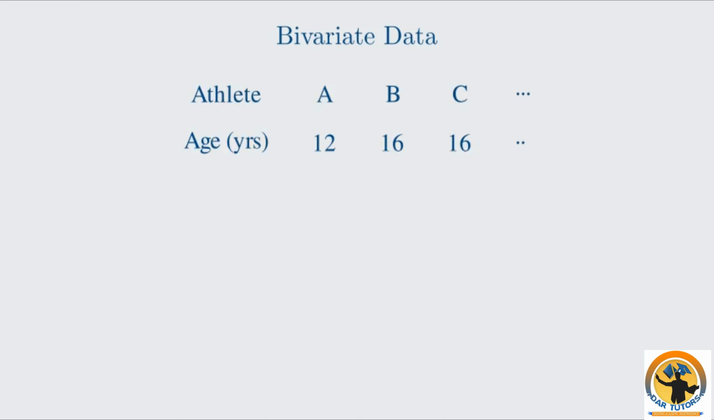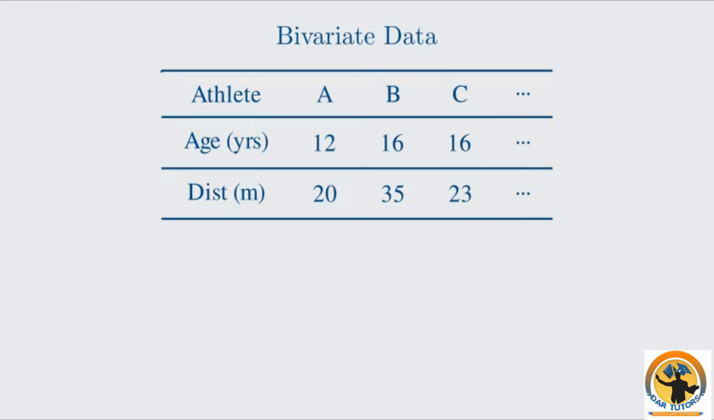Let's begin by introducing bivariate data. Bivariate data means we have two variables recorded for each individual. Our goal is to find a model that best fits this data and measure how strong the relationship between these variables is. For example, in a junior discus tournament, we might record each athlete's age and the distance they throw. Here we see data for 12 athletes. For athlete A, we have an age of 12 years and a throw of 20 meters. This pairing of data points is what we call bivariate data.